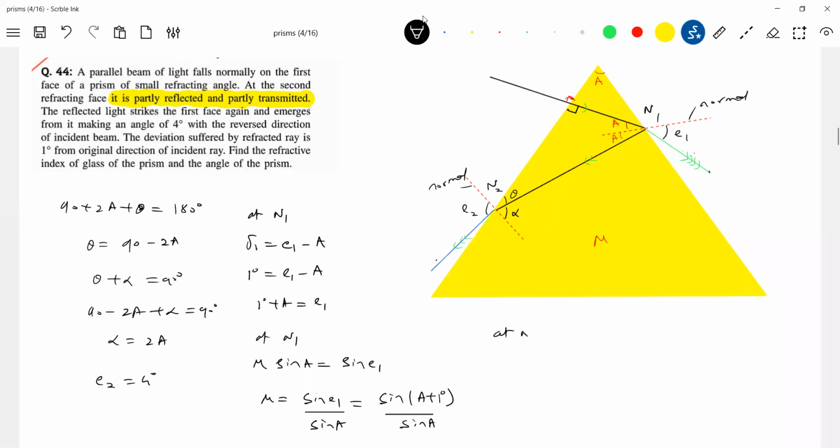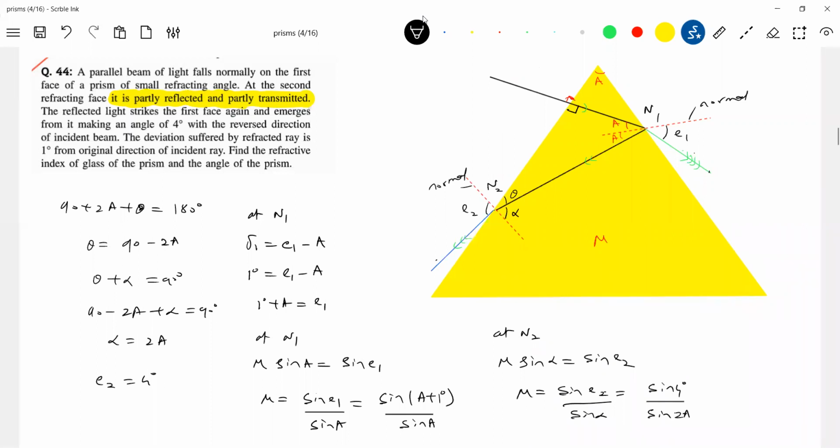Again at N2, applying Snell's law, mu sine alpha is equal to sine E2. So this mu is equal to sine E2 by sine alpha. Sine E2 is 4 degrees, given, and alpha is 2A.